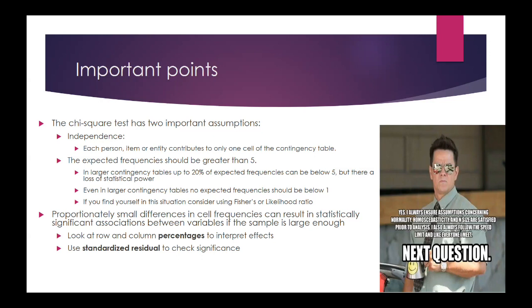Going back to looking at our cells and our percentages, proportionally small differences in cell frequencies can result in statistically significant associations between variables if the sample is large enough. This goes back to basic understanding of stats, where the larger sample size you have, the more likely you're going to get significance, and the lower sample size you have, the better effect size you may get. So just know that's a caveat with this test as well as other tests. That's why it's important to look at the standardized residuals, because the chi-square statistic might not tell the whole story, where the standardized residuals can tell you exactly where you might be seeing these differences.